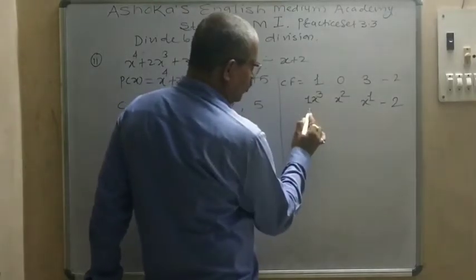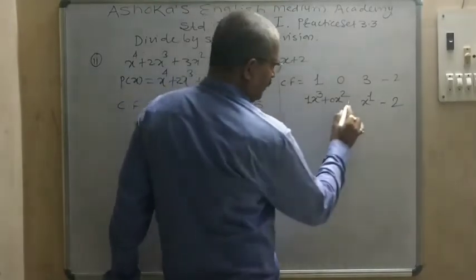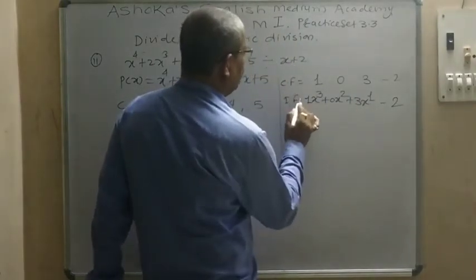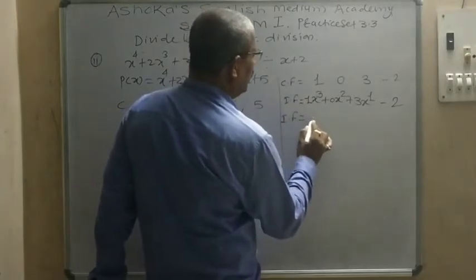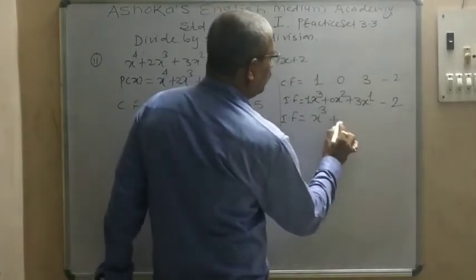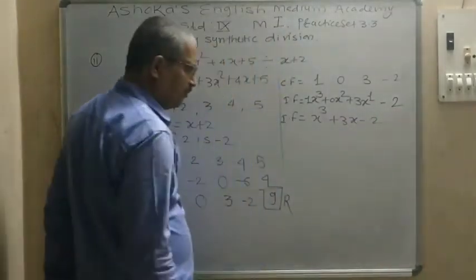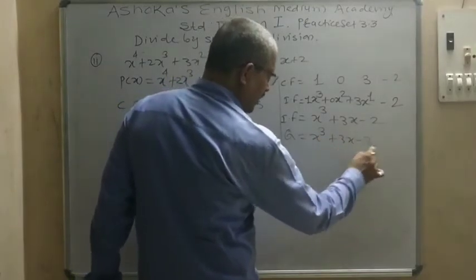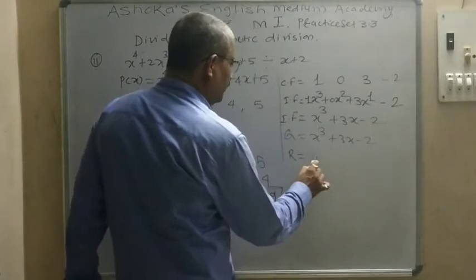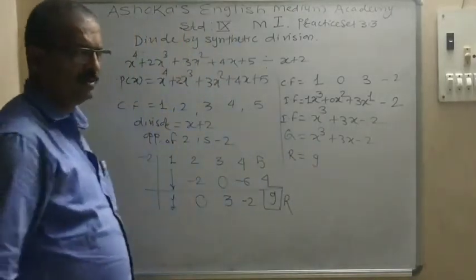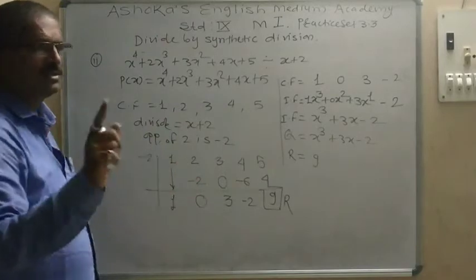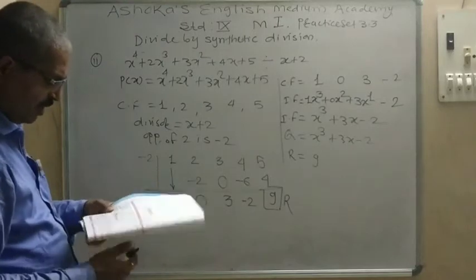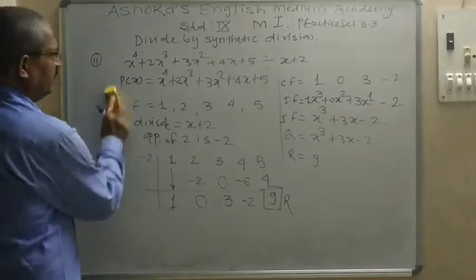Here this is 1x cube plus 0x square plus 3x raised to 1 minus 2. Means index form became x cube plus 3x minus 2. Means quotient is equal to x cube plus 3x minus 2. And what is remainder? The remainder is equal to 9. So this is called the synthetic division method. By synthetic division method, now we are going to solve the next question, question number 3.